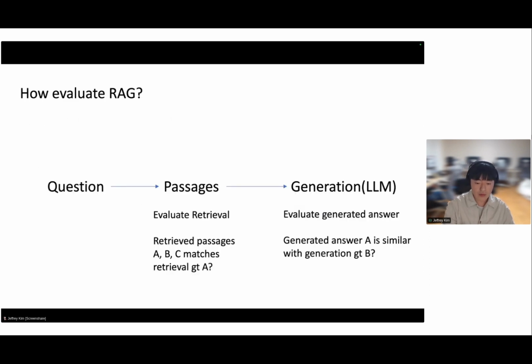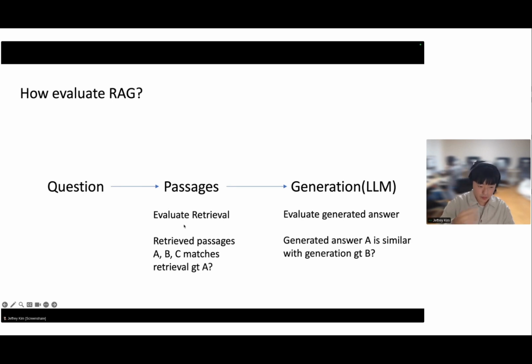And I want to introduce how you can evaluate RAG in AutoRAG or other systems. You may know the brief concept of RAG, right? There is one question, and you retrieve some passages from a retrieval system, and the LLM can generate an answer using the question and passages. And for evaluating passages, you can evaluate the retrieval system.